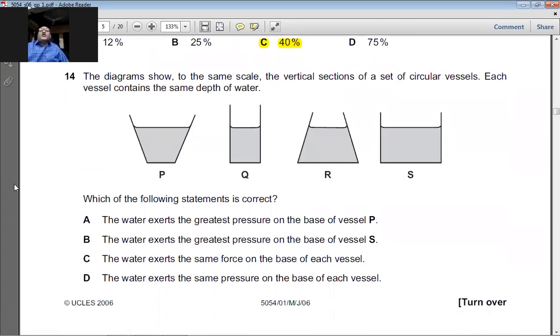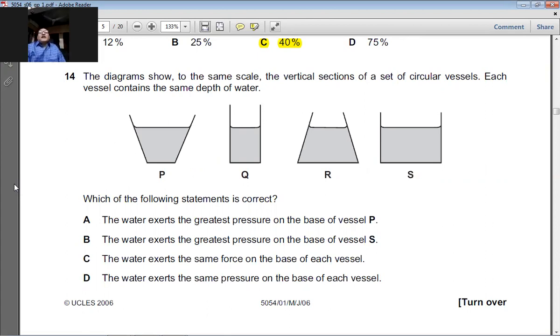So question number 14. The diagram shows, to the same scale, the vertical section of a set of circular vessels. Each vessel contains the same depth of water. Which of the following statements is correct? In all these vessels, the vertical height of the liquid is the same. If the vertical height is the same, then the pressure will be the same.